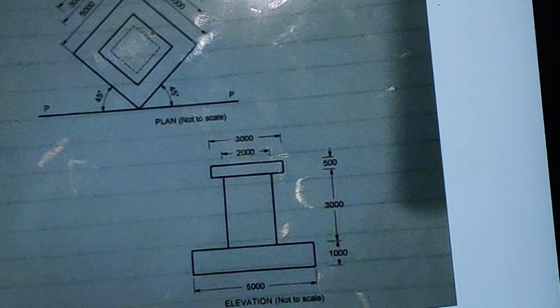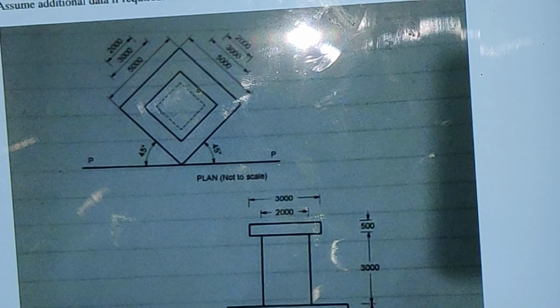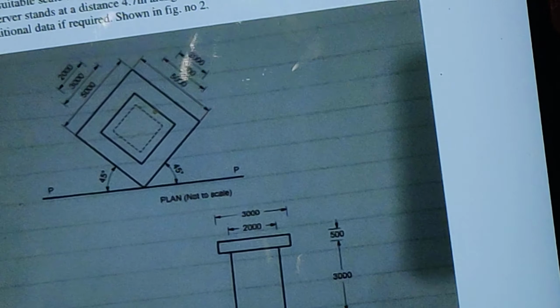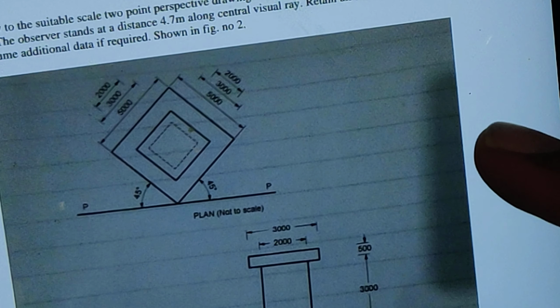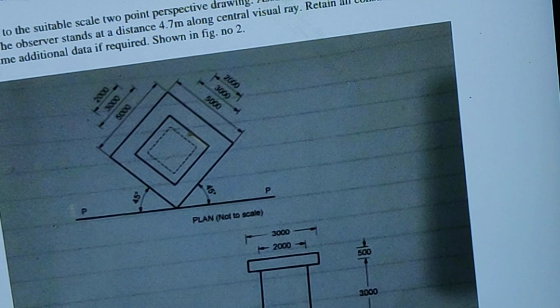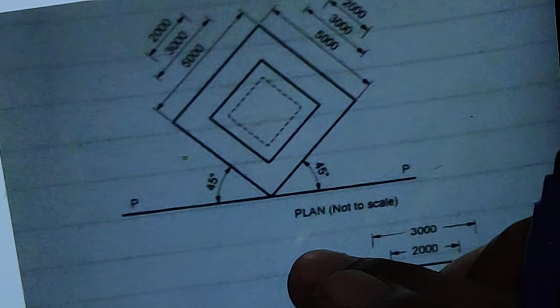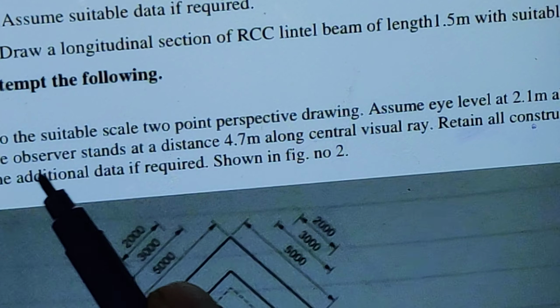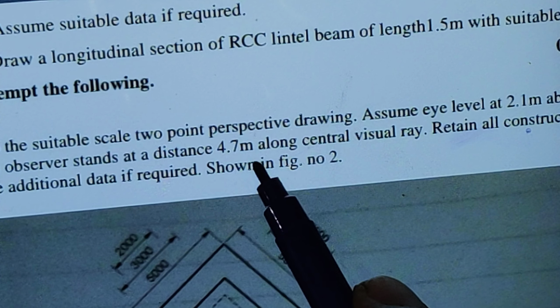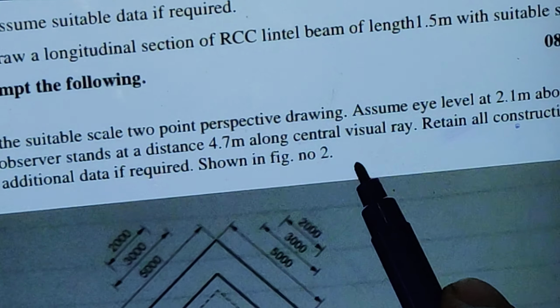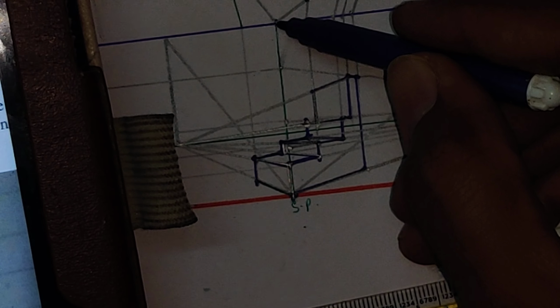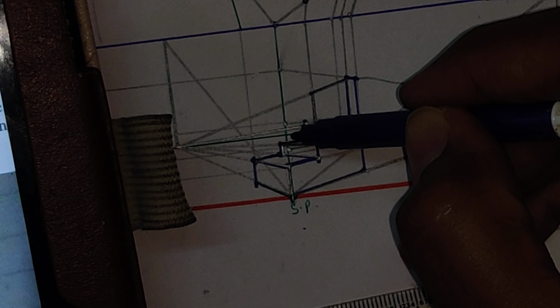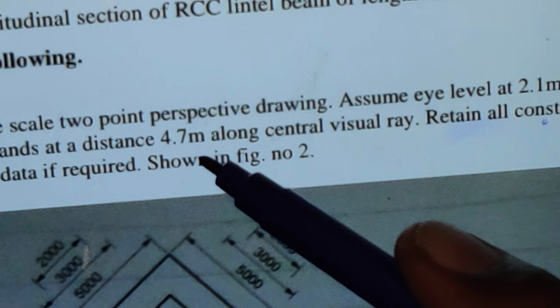See, next question. In this question, right, you try this as homework. So in the next lecture we will meet with this, and this is for 8 marks. In this question they have given the station point. This is the station point. The station point distance they have given is 4.7 meter along the central line, means from this point you have to locate the 4.7 meter station point.